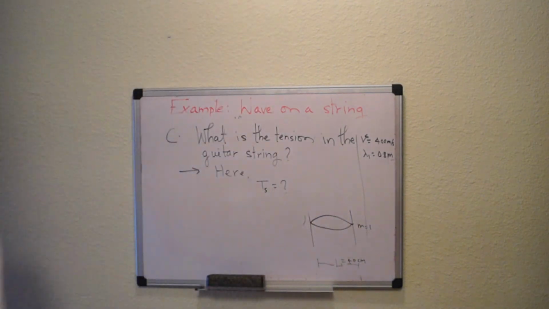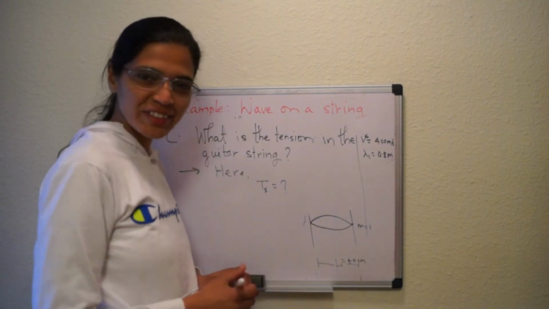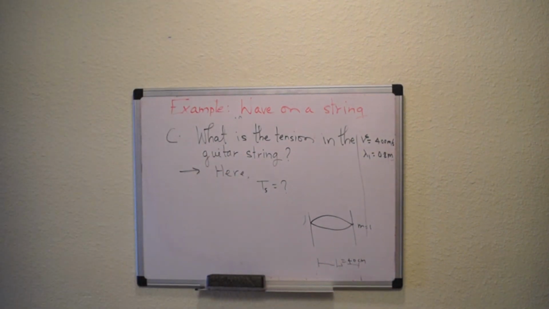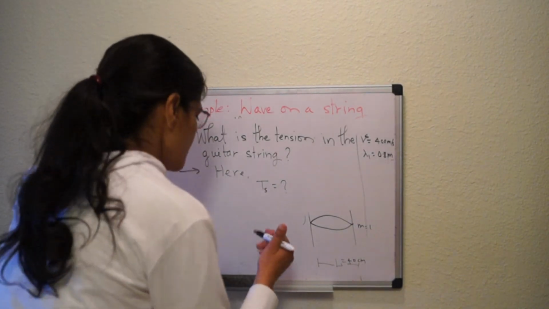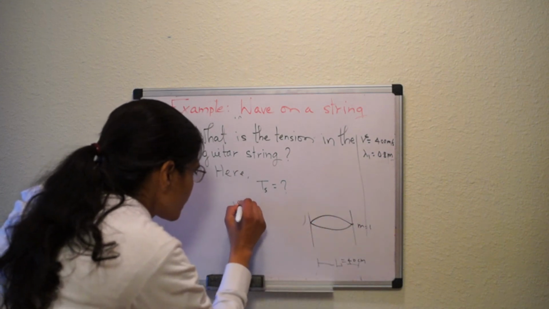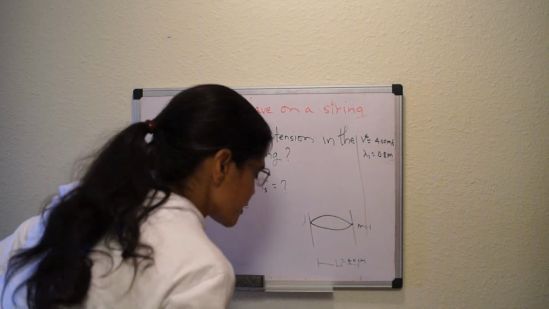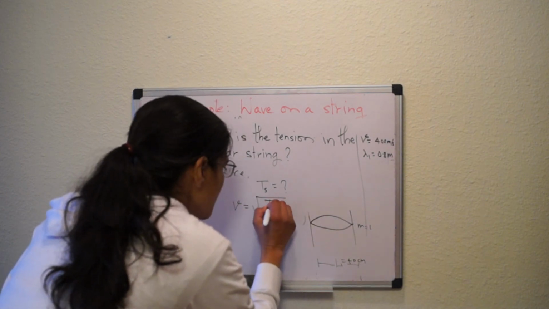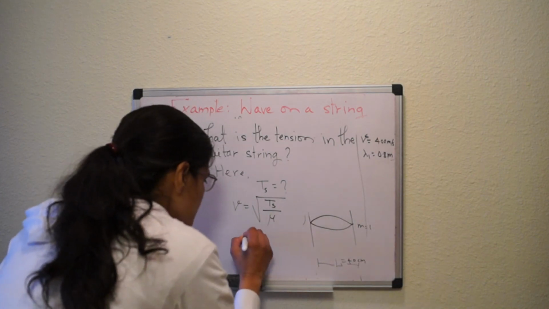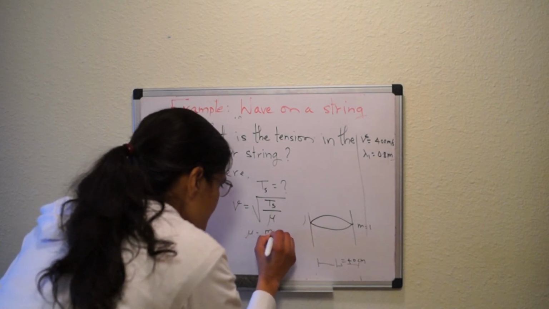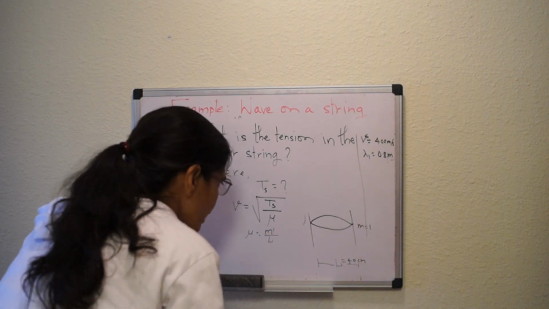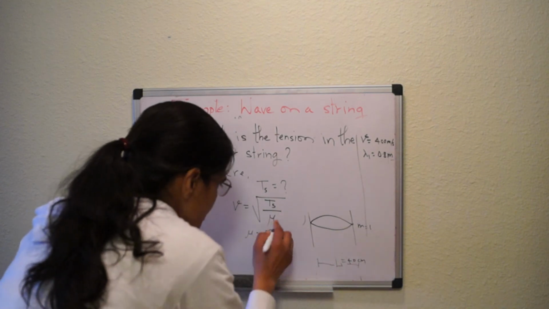Okay, so are you guys able to find the tension? Here, how is tension related to the information given? We know V, the speed of a wave on a string, is given by the equation V equals square root of Ts divided by mu, right? And we know mu is what? Mass per unit length L, okay? And then we are supposed to find this Ts.